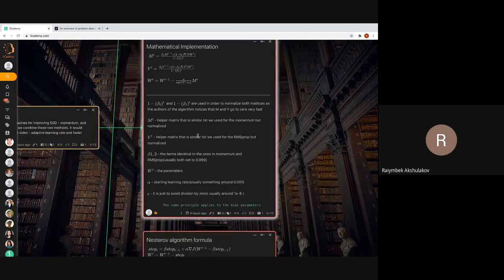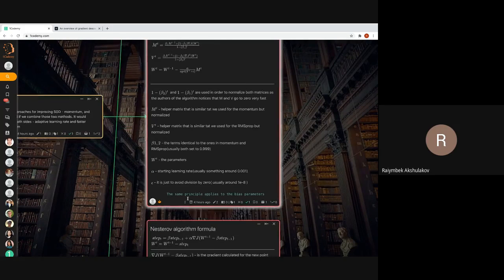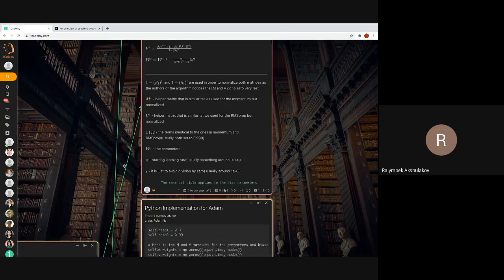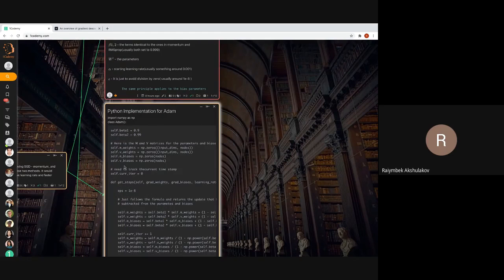I'll fix all the problems with formatting and stuff. The main pros and cons: this algorithm combines the two approaches, and it usually works better than both of the two approaches.